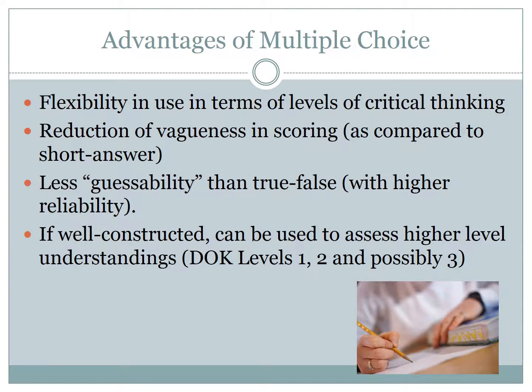Multiple choice has many advantages. It's flexible, and you can use it to assess critical thinking. It does reduce vagueness in scoring because there's a right answer, and you know immediately if the student knows it. There's what we call less guessability than with true false, because true false only has 2 responses. Multiple choice generally has 3, 4, or even 5 responses. So with every response, students' chance of guessing it goes down. And if well constructed, it can be used to assess higher level understandings. So knowledge level 1, comprehension level 2, and application level 3.